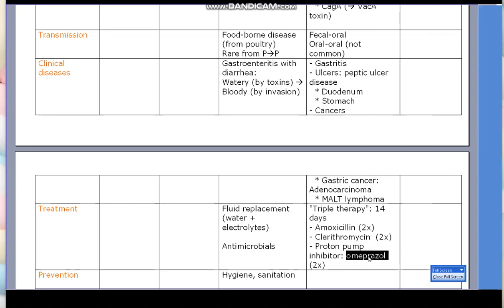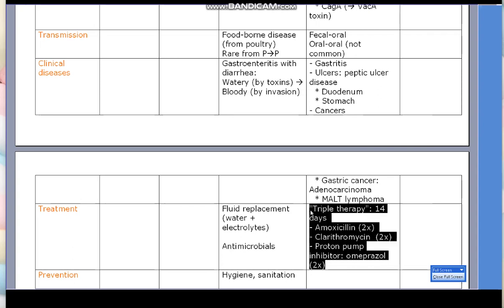But this is only one therapy. We have different ones. Anyway, the triple therapy is one of the treatments that you must remember, because Helicobacter pylori infection is the most common chronic bacterial infection in the world. And you must remember the treatment of this disease, okay? This is the triple therapy.